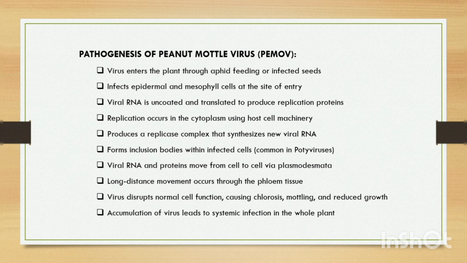Viral RNA and proteins move from cell to cell via plasmodesmata. Long distance movement occurs through the phloem tissue. Virus disrupts normal cell function, causing chlorosis, mottling, and reduced growth. Accumulation of virus leads to systemic infection in the whole plant.